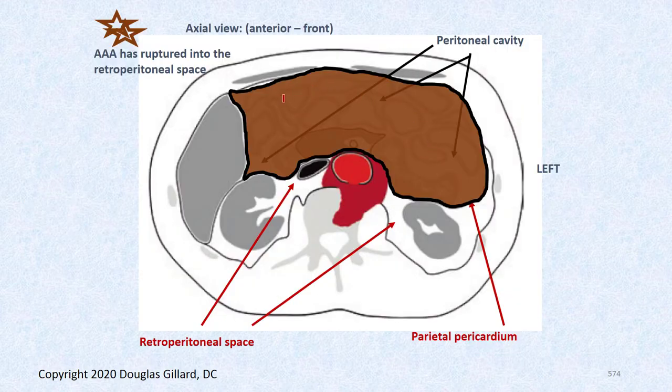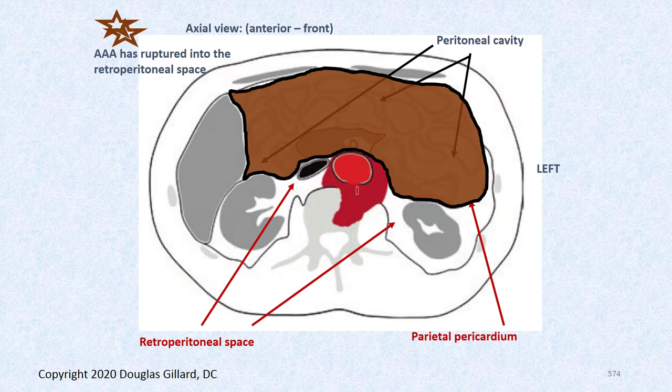So here's the peritoneum, or peritoneal cavity, right here. Here's the retroperitoneal space back here. Okay, and there's the rupture, and it's leaking back into the retroperitoneal space. So something really interesting can occur here. You can get a compartment syndrome. This can fill up with blood to the point the pressure starts to rise in the retroperitoneal space here. It rises so high it might be higher than the aortic pressure, and you could stop the flow of blood.